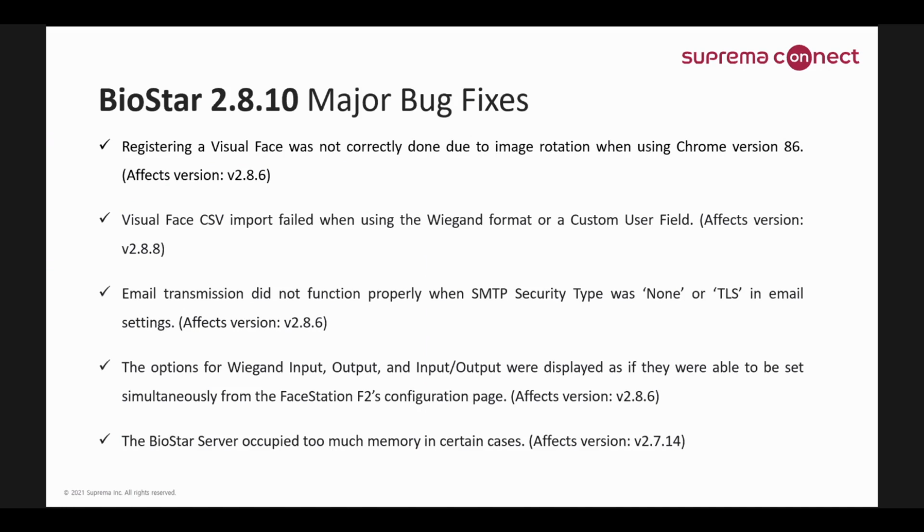The following are the major bug fixes for BioStar 2.8.10. If there are any items that seem to be your case, please consider upgrading BioStar 2. Registering a visual face was not correctly done due to image rotation when using Chrome version 86. Visual face CSV import failed when using the Wiegand format or a custom user field. Email transmission did not function properly when SMTP security type was none for TLS in email settings. The options for Wiegand input-output and input-output were displayed as if they were able to be set simultaneously on the FaceStation 2 configuration page. The BioStar server occupied too much memory in certain cases.